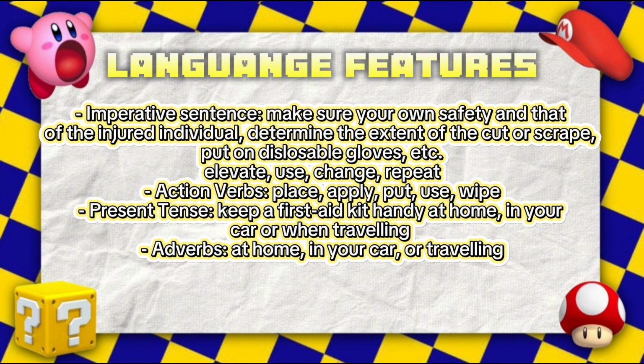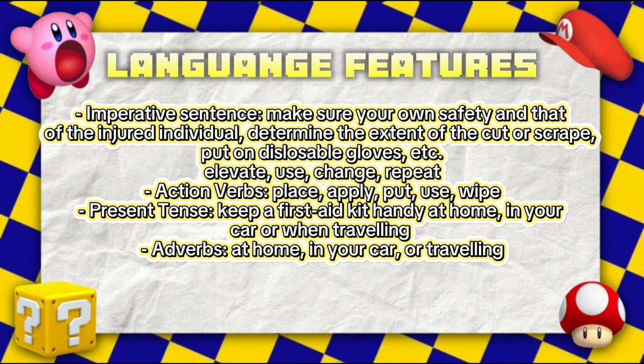The language features of procedure text tips are, number 1, imperative sentences. For example, make sure of your own safety and that of the injured individual. So, an imperative is a type of sentence that tells someone what to do, one of which is giving an order. Another example of an imperative sentence is: determine the extent of the cut or scrape.